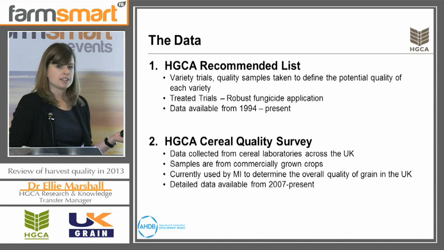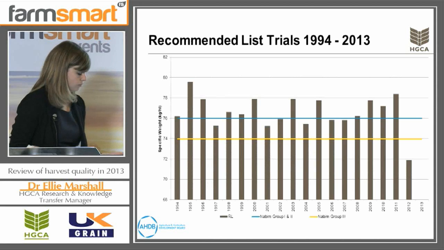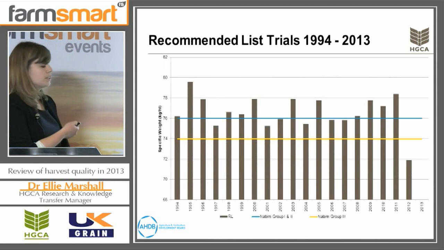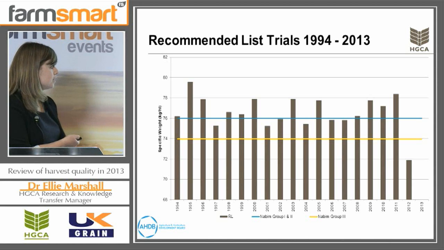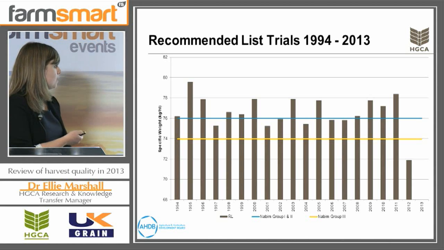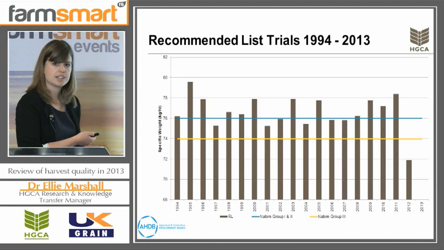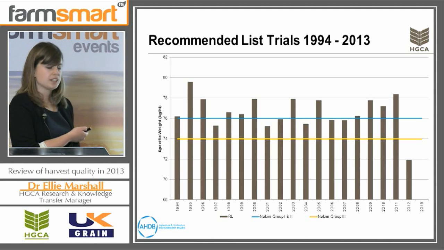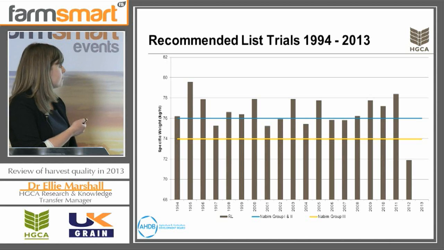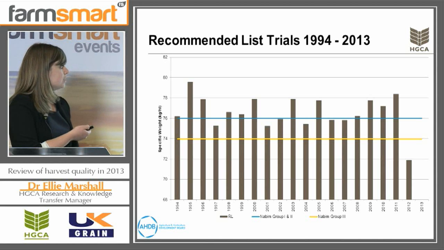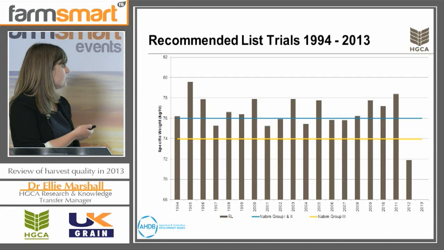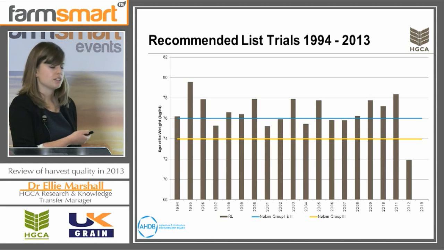So we start by looking at the Recommended List trials data. You see here we're looking at the average specific weight in the trials across the years from 1994 to the present day. We have the thresholds of NABIM group 3, which you see from years 1994 to 2011, all trials met those specifications. The higher is the 76 NABIM group 1 and 2 threshold. So in the majority of the cases, the Recommended List trials reach those thresholds, and are particularly good years 1995, 2000, 2003, actually 2011 was a good year as well.